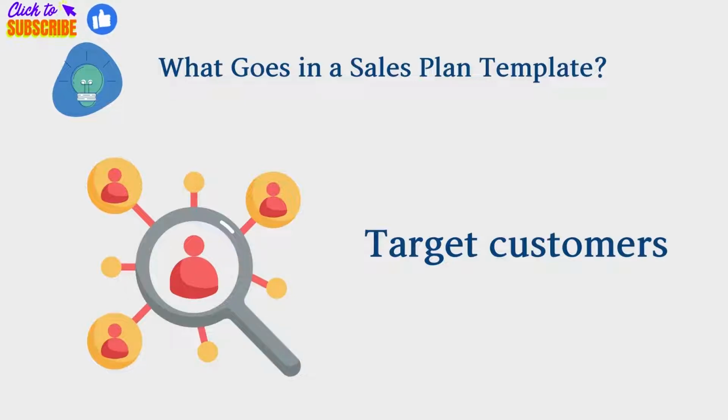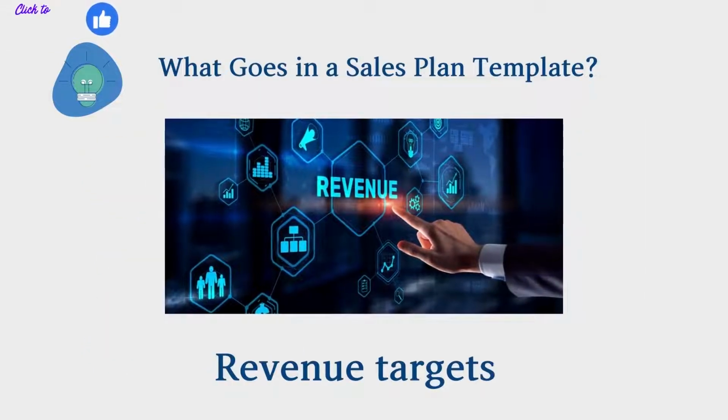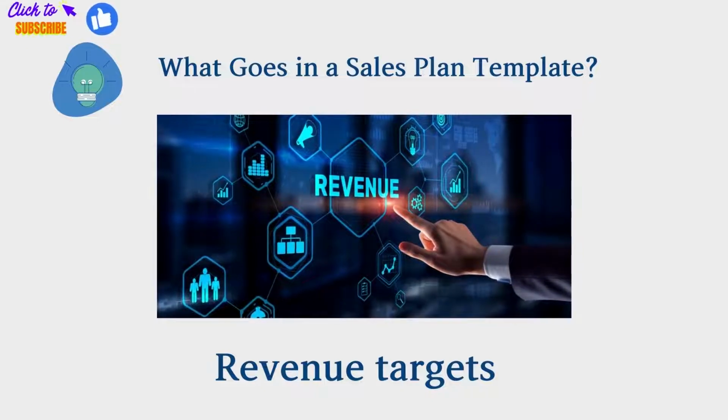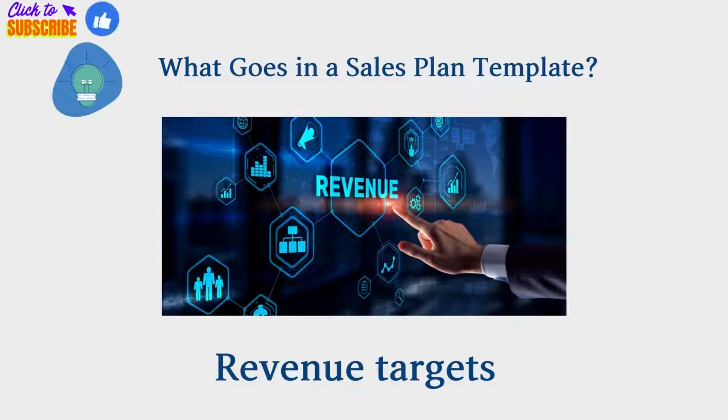So this is the first part of your sales plan. The first is target customers. Here, you have to mention who your company aims to serve with its products and services. Next is revenue targets. You have to mention here how much revenue your team aims to bring in during the period. For example, in this year 2021, your revenue target is 100,000, and then next year 150,000. So it depends on your team.